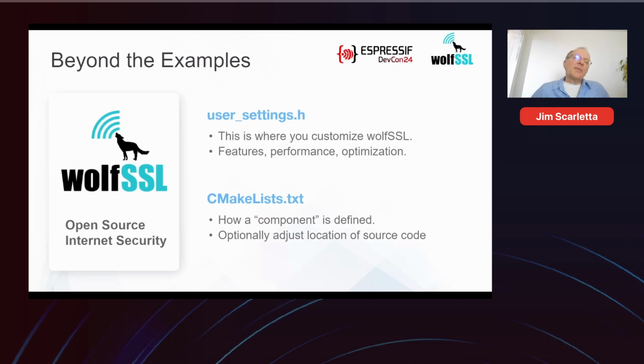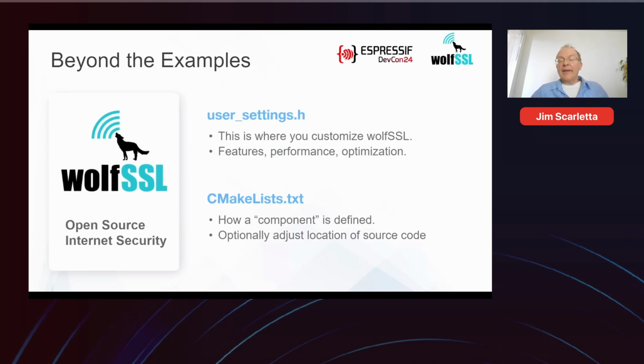The other thing to look at, not as important, but you should probably be aware of, is the CMake list for wolfSSL. It's how the component is defined. And there's also an option in there to force a specific location of the source code if you want. There's a variety of different ways to set the source code location, but it's important to know that in the wolfSSL component in the examples, the source code is not there. It's shared source code in the repository, and as long as wolfSSL is in a parent directory of your project, you can go ahead and just use the default there.